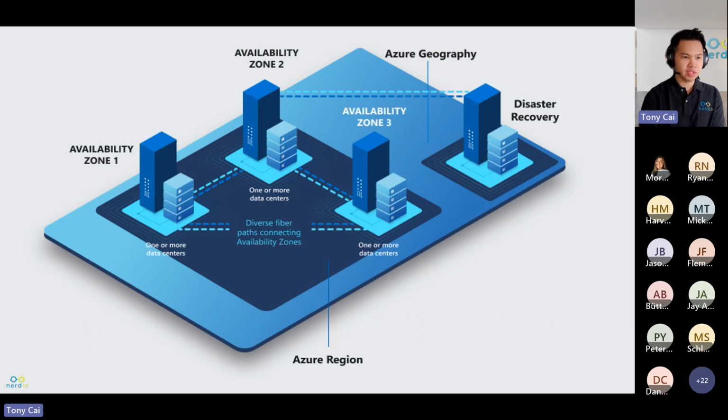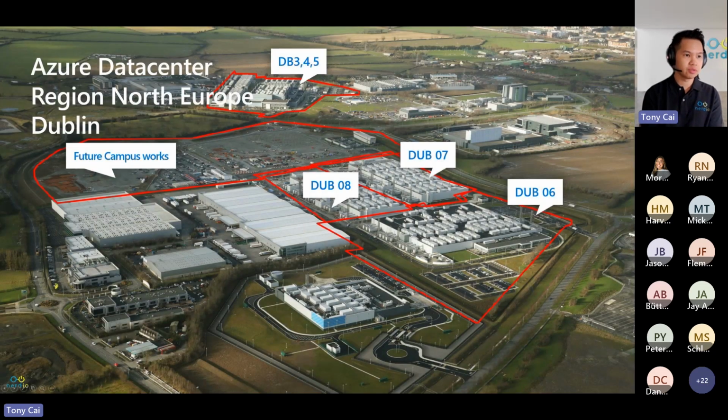Just to give you an example, this is a region inside of North Europe in Dublin. You can see it's a newer region. It only went online a couple of years ago, and you can see that there are future campuses or future data centers within this region that they plan on making. But if you look at the right side in Dublin 8, 7, and 6, you'll notice little containers, right? These containers are actually Microsoft's latest iteration of what their data center looks like.